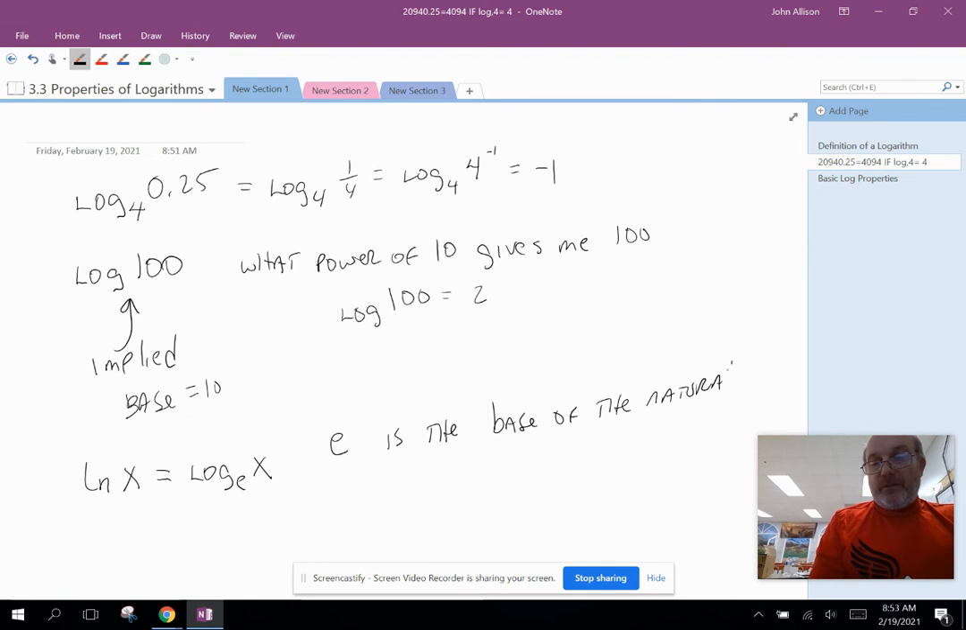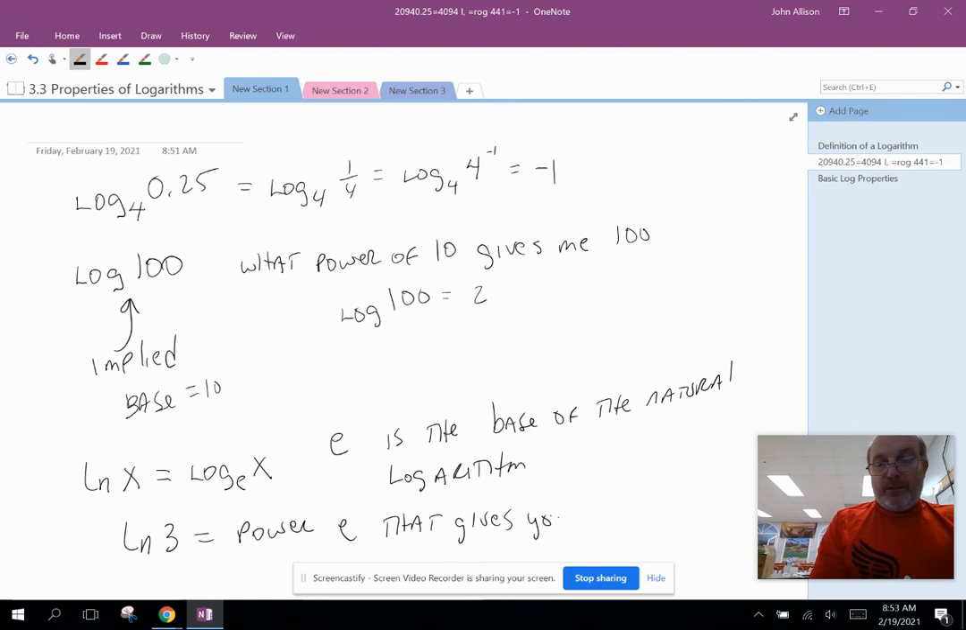It occurs in all sorts of physical phenomena, and we use it a lot in advanced math. So we need to know what e is and that it's the base of the natural logarithm. If you were asked to evaluate ln 3, this is equal to the power of the irrational number e that you raise it to give you 3.